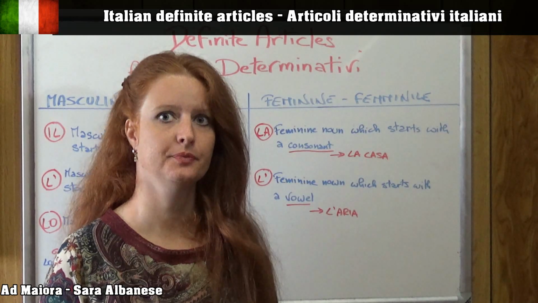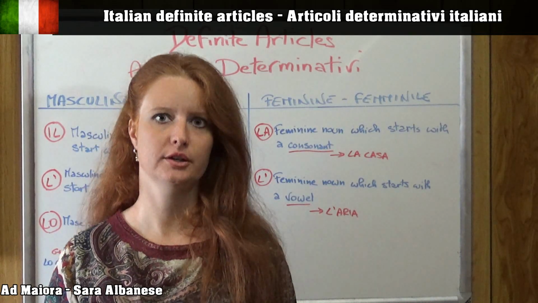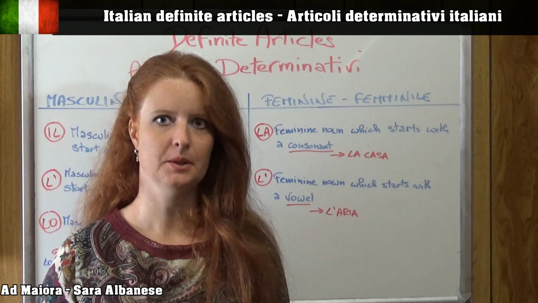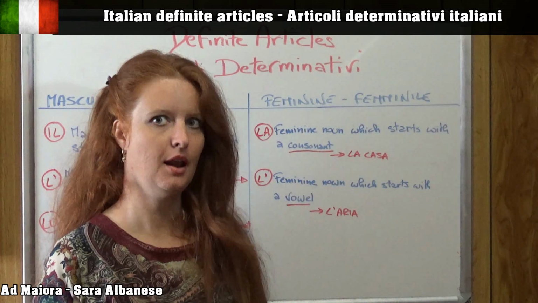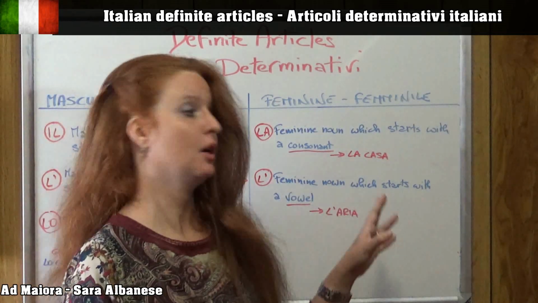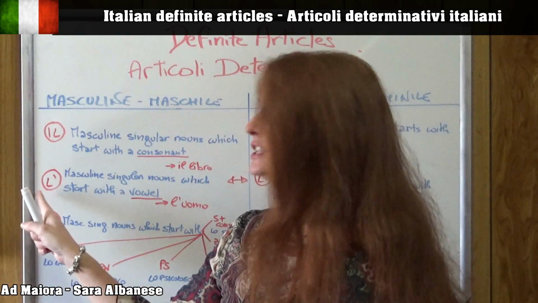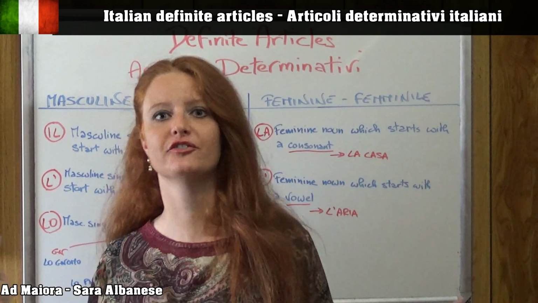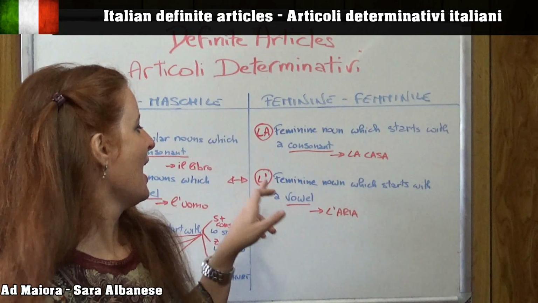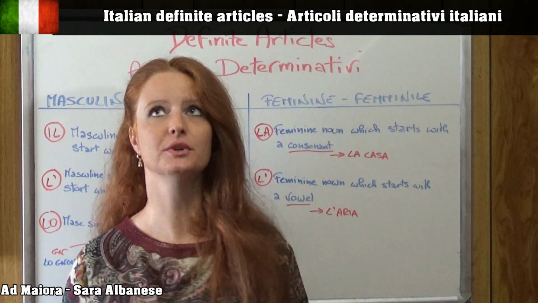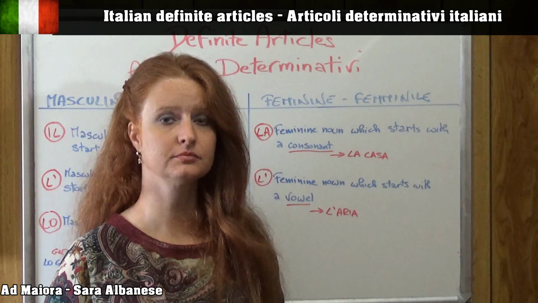La donna. Do you remember I used that before? La donna, the woman. The pen, you remember? La penna. When the feminine noun starts with a vowel, then we have the same article as the masculine. So in this case, you can ignore whether the noun is masculine or feminine, because it's the same. L and apostrophe. I made an example here with air, aria, l'aria.